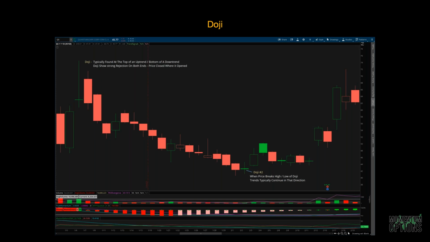So on the second doji, you can see when price breaks the high or the low of a doji pattern, trends typically continue in that direction. So if we're looking at the first doji on the left-hand side of the screen, you can see once price broke below the low of that doji, we started moving down. And on the second doji, once price broke above the high, price started moving up. So sometimes these dojis can also be referred to as an indecision candle. We have lots of rejection on either end. Price opened where it closed.